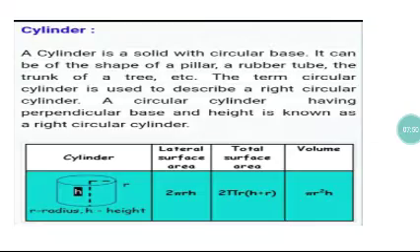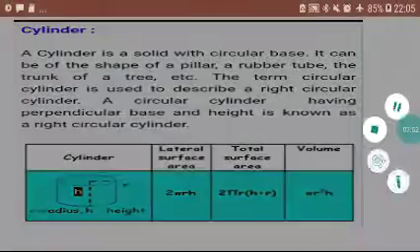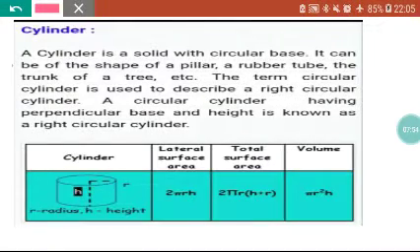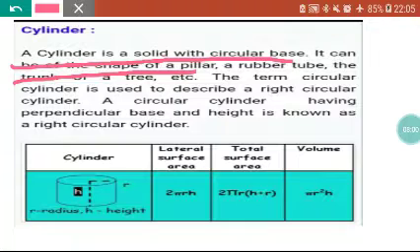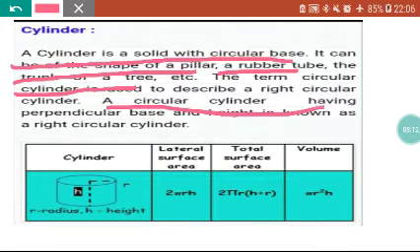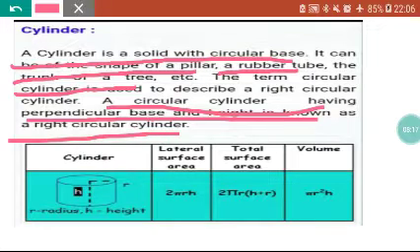Very good. Now the next shape is cylinder. So this is very important also. A cylinder is a solid with circular base. It can be of the shape of a pillar, a rubber tube, the trunk of a tree, etc. It can be a pipe or a wire, these are cylinders in shape. The circular cylinder having perpendicular base and height is known as a right circular cylinder. So we'll discuss only the right circular cylinder.